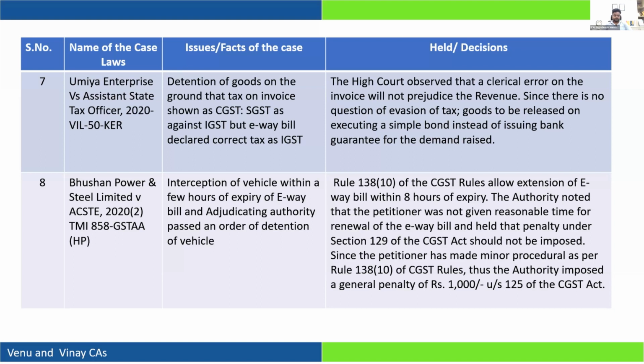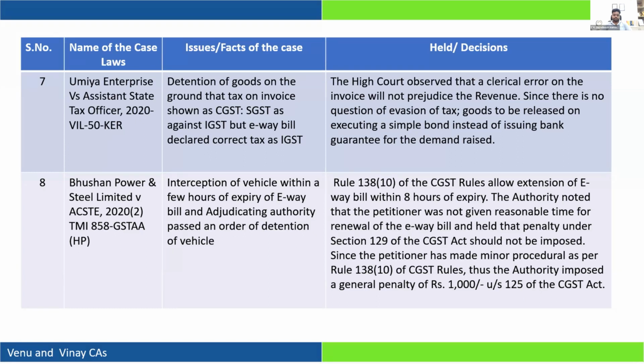Having the taxes paid, everything is there. They are now saying no, it should have been IGST and stopped again. They said you issue a bond, get the goods released, and this is not a case of tax evasion. This Bhushan Steel, it is old, a 3 year old case.